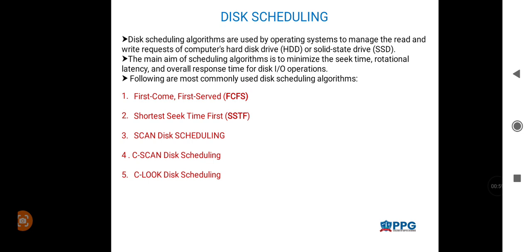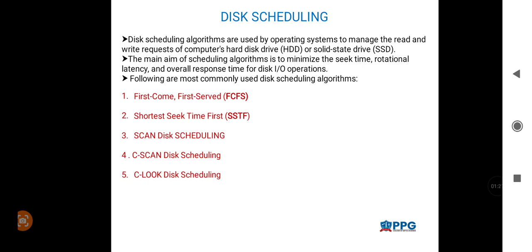What is latency time? It is the time taken for the data to rotate under the read write head to the correct position. Response time is the total time taken to complete a disk I/O operation. This is the sum of seek time, latency time and transfer time.